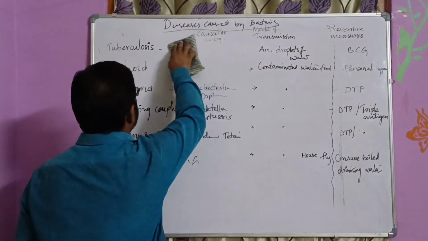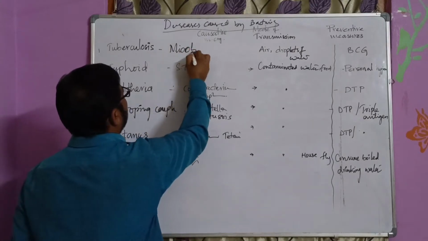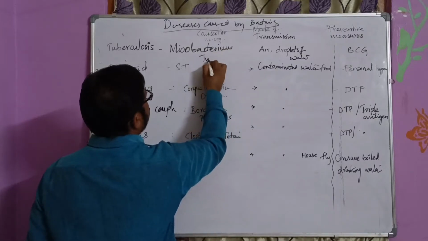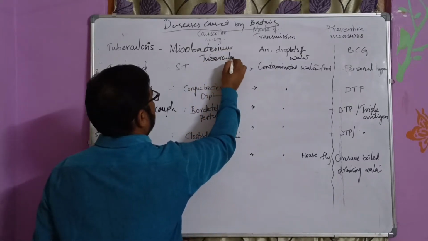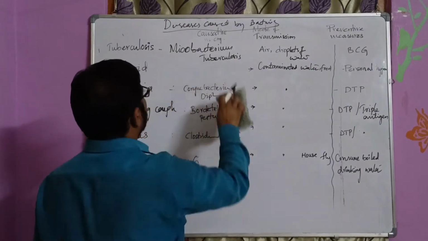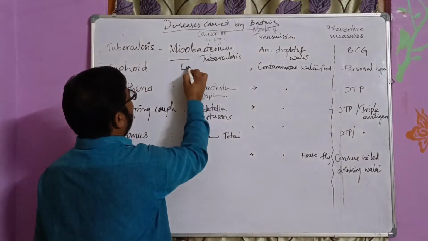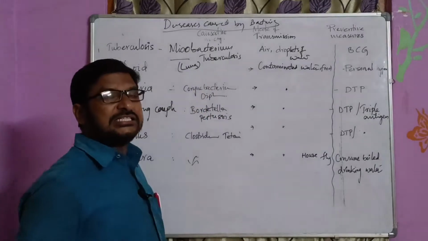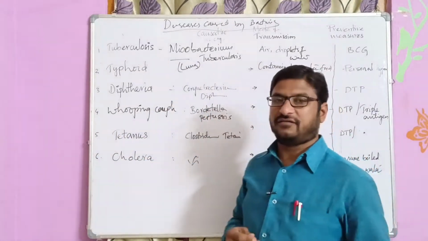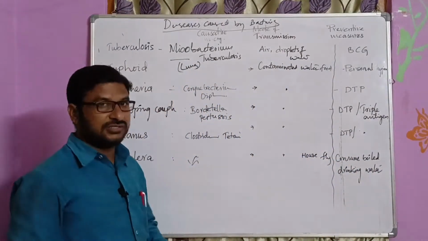Mycobacterium tuberculosis is the bacteria which causes tuberculosis. This tuberculosis is mainly a lung affected disease. So the lungs are affected in tuberculosis, and there will be a continuous cough. That is the character of this tuberculosis disease.